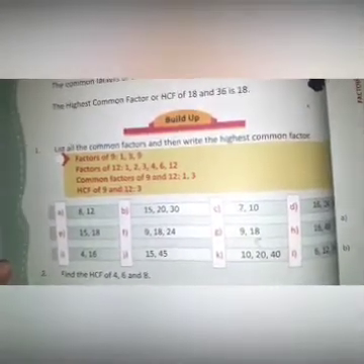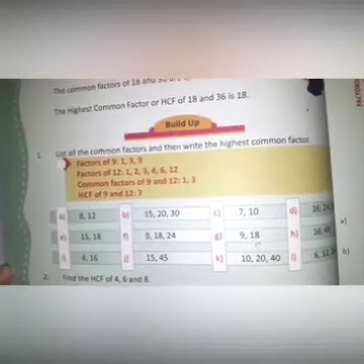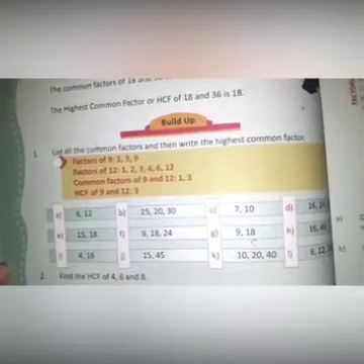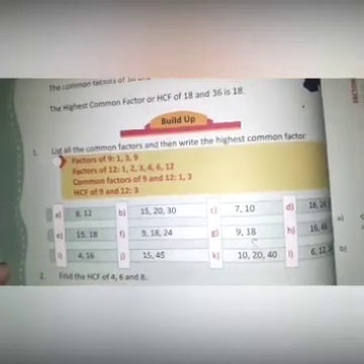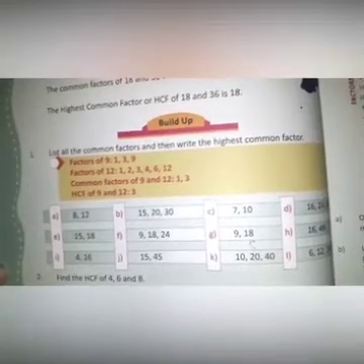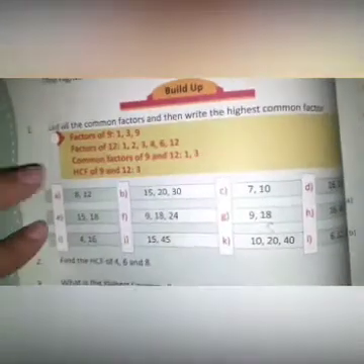Factors of 9: 1, 3 and 9. Factors of 12: 1, 2, 3, 4, 6 and 12. Common factors of 9 and 12 are 1 and 3. HCF of 9 and 12 is 3. Now you have part 1, that was your example.